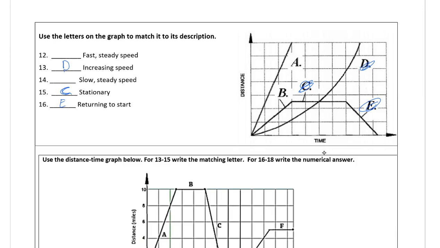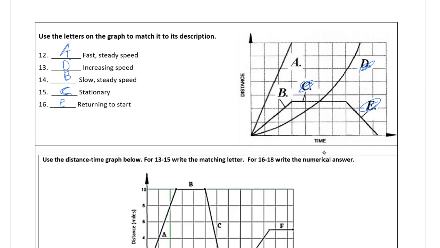Lastly, we see our choices are slow and fast steady speed. So if we're comparing A and B, since A has a more vertical slope, so it's increasing faster, that represents a faster steady speed. Steady just means it's a straight line, it's not curved such as D. So here our fast one is A, and our slow steady speed is B.